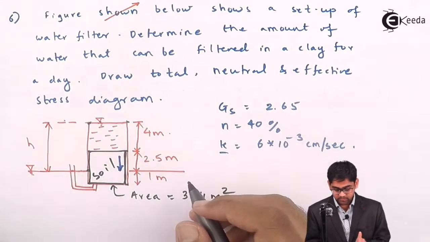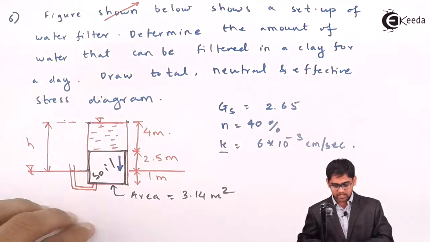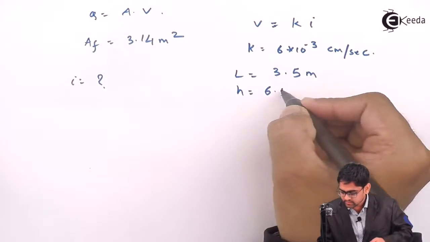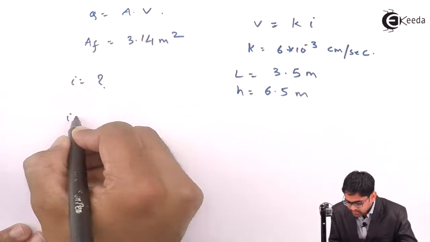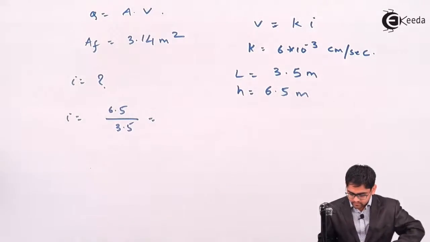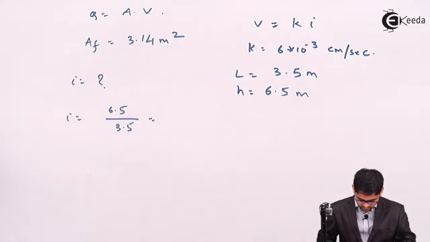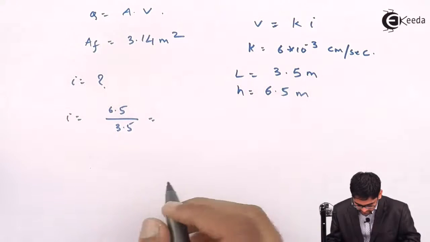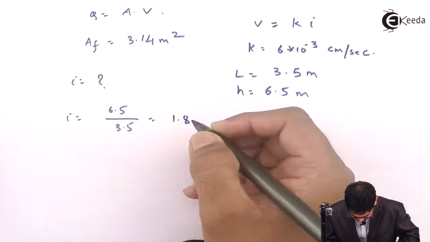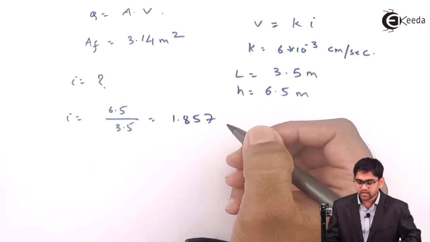This is the total head loss H, which is responsible for the flow to occur, which is nothing but 4 plus 2.5. Hence it becomes 6.5. H will become 6.5 meter. Therefore I becomes equal to H by L, 6.5 by 3.5, and we get the I value equal to 1.857.